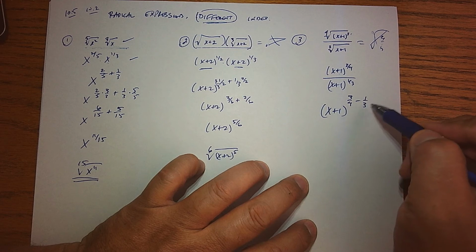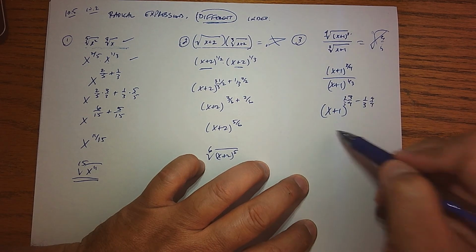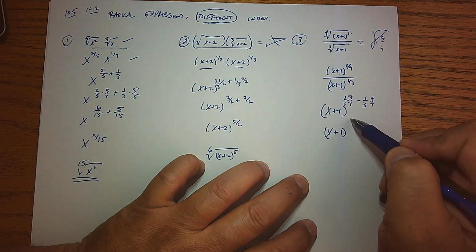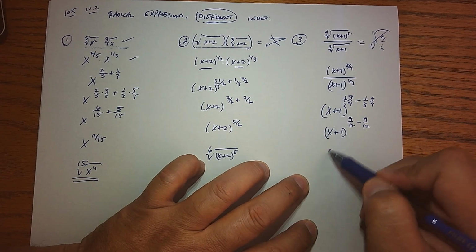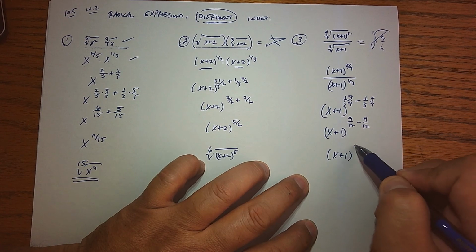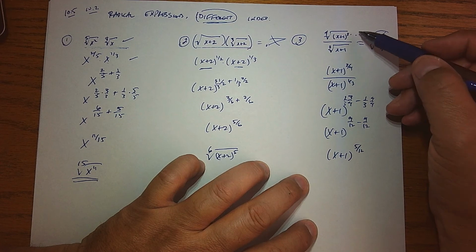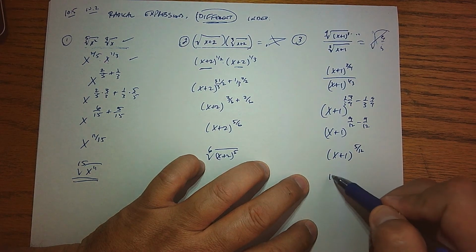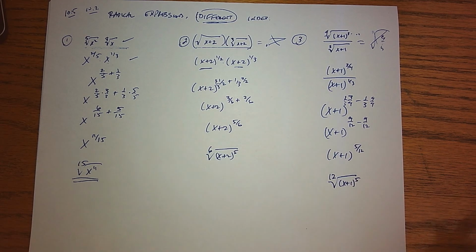Of course, to subtract fractions, I need a common denominator, so 3 over 3 and 4 over 4. We get x plus 1, I believe that's 9/12 minus 4/12. We get x plus 1 to the 5/12. Following the rules, end like you begin. We begin with radicals, so I'll end with radicals. This becomes a 12th root of x plus 1 to the 5th. And that's a simplified radical for all the good reasons.